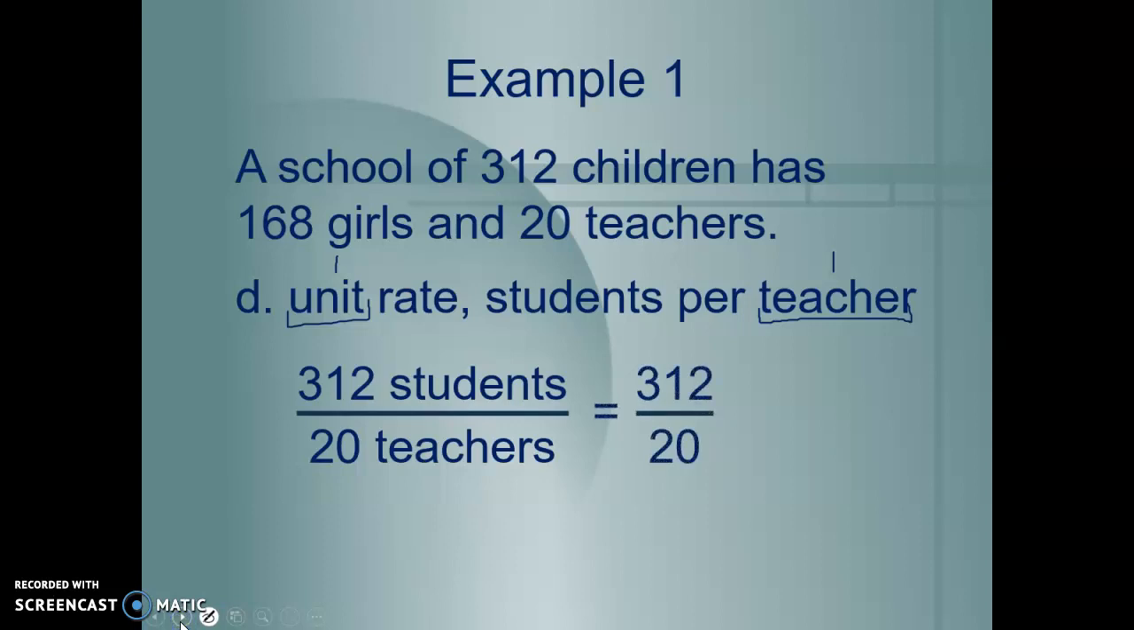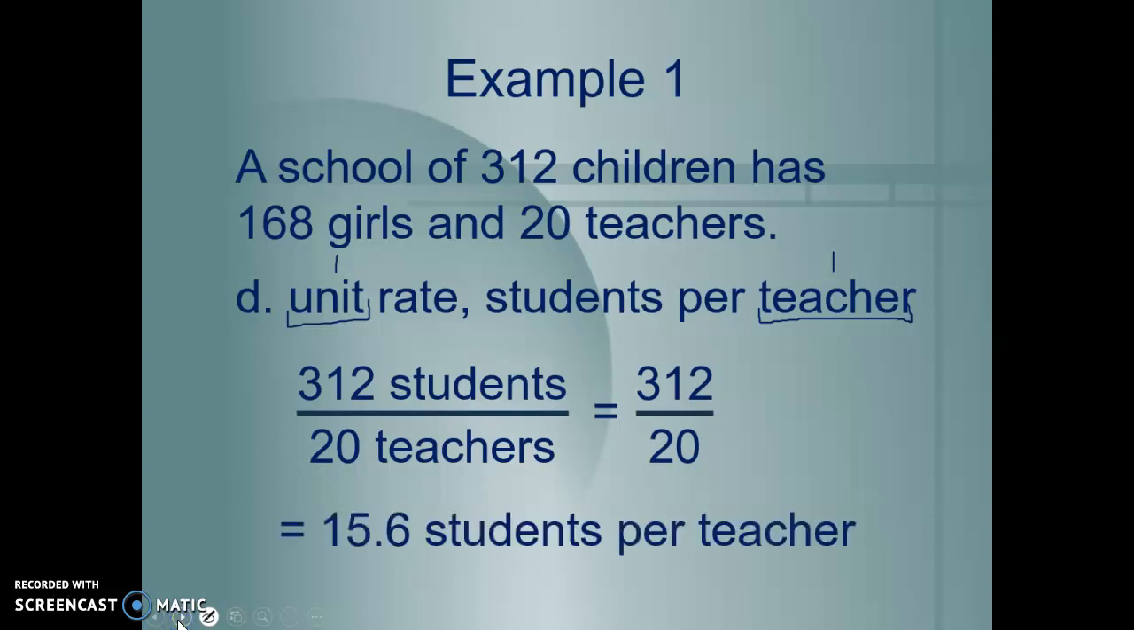312 over 20. We can't really reduce that to a nice neat fraction, so we can use decimals instead if needed. And we find out that there are 15.6 students per 1 teacher. We did that by dividing 312 by 20, converting that to a decimal, and that helps us know our unit rate, or how many students per 1 teacher.